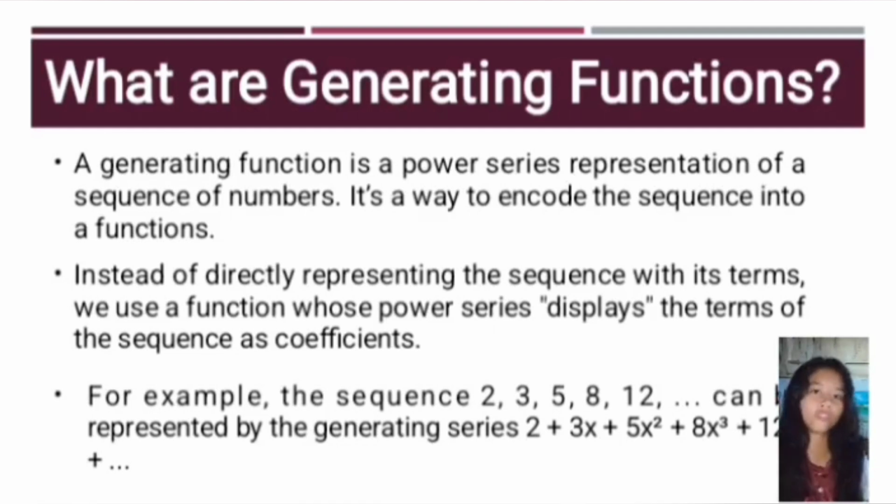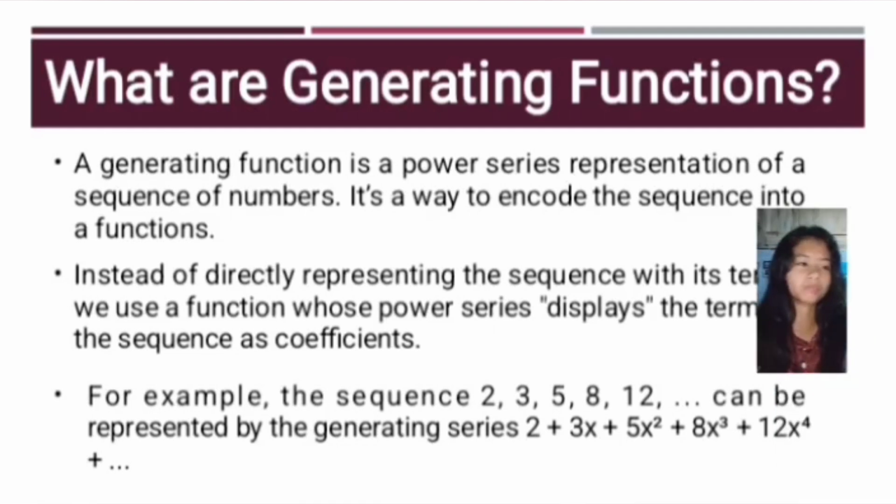The sequence 2, 3, 5, 8, and 12 can be represented by the generating series 2 plus 3x plus 5x squared plus 8x to the power of 3 plus 12x to the power of 4.